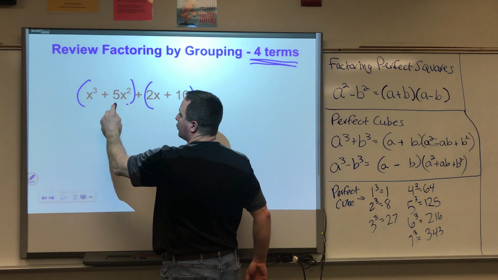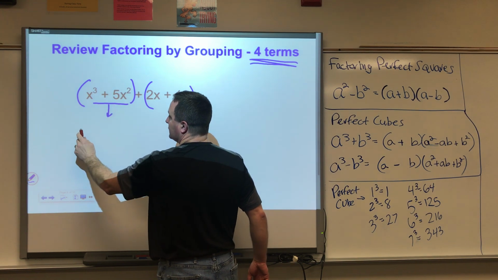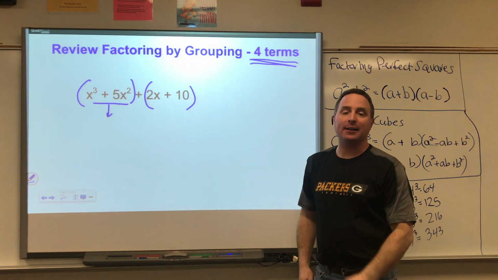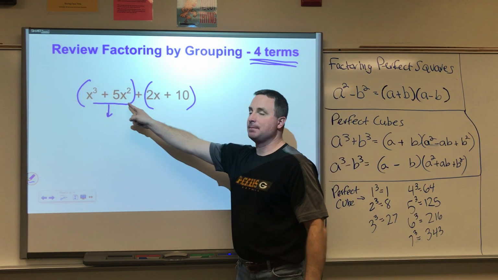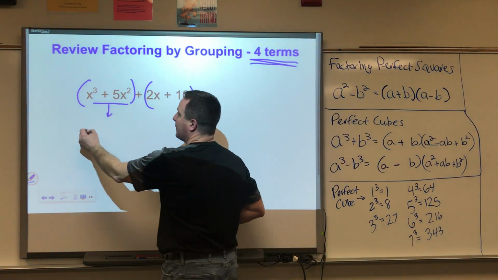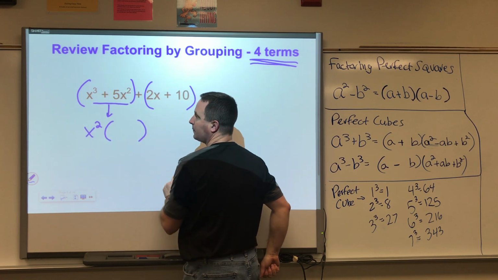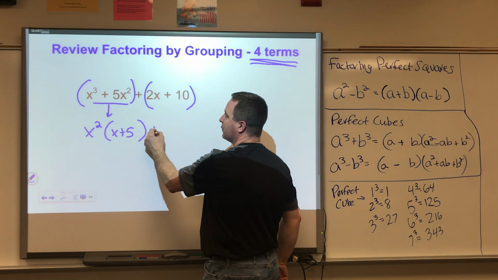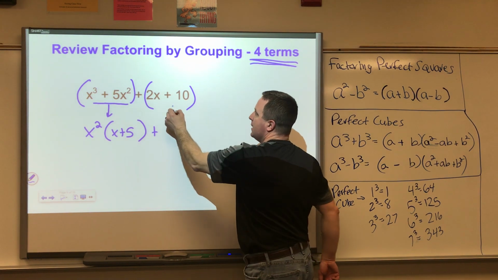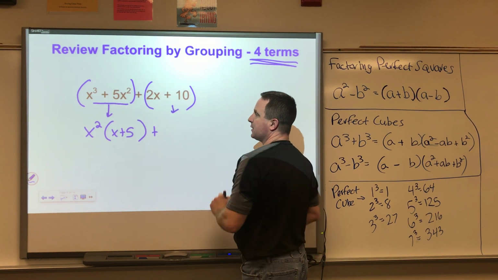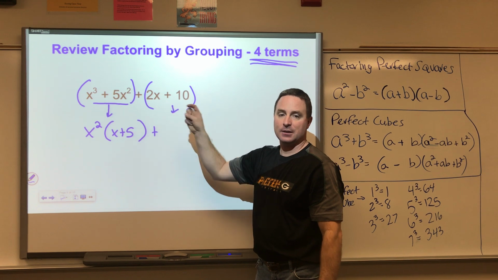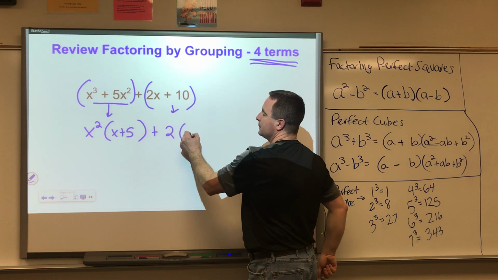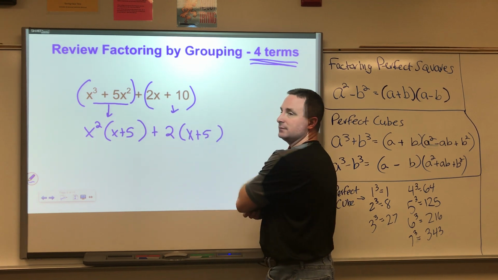When I do grouping, in the first set of parentheses, I look for greatest common factors. There's something those 2 terms have in common. They have an x squared in common, so I'm going to factor it out. When I take an x squared out of the first group, I get x plus 5 left over. I'm going to do the same thing in the second group. Is there something this group has in common? They have a 2 in common, so I'm going to take out a 2, and I get x plus 5.